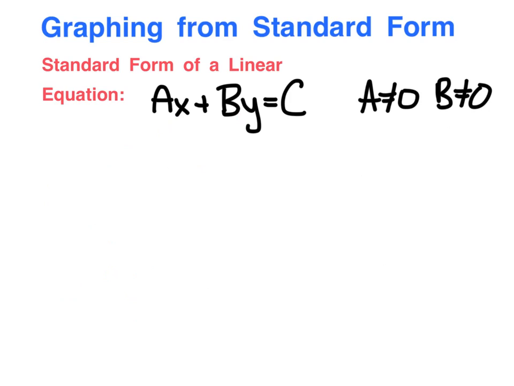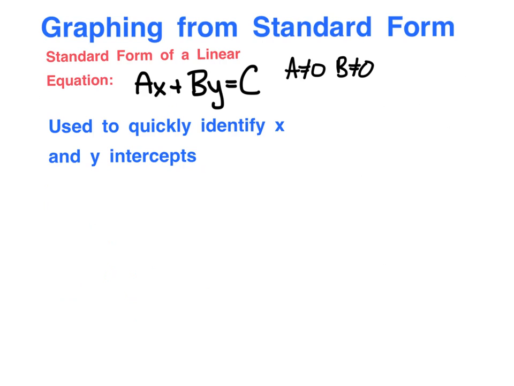So why do we use this? We use this form to find x and y intercepts. But how do we find those x and y intercepts? Well, to figure that out, we actually have to investigate just the x and y axes.